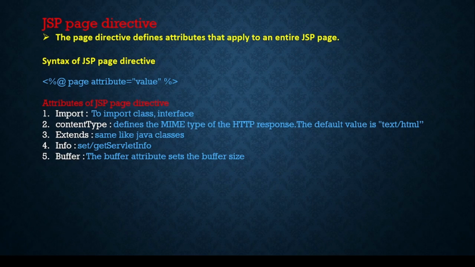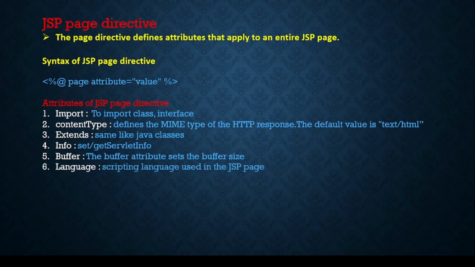So the fifth one is buffer. The buffer attribute sets the buffer size, what the buffer size should be. We provide how large the buffer should be. The default value is 8 KB, if I am not wrong. So if you don't provide it, the default size will be given. This attribute also we can provide.